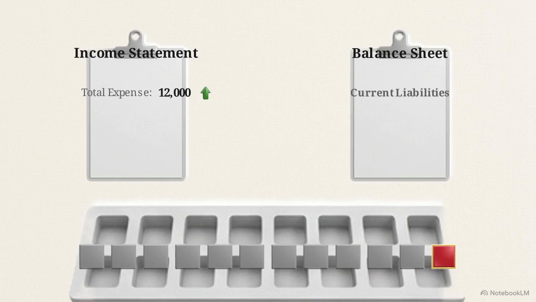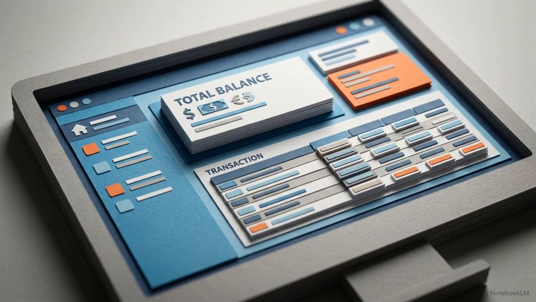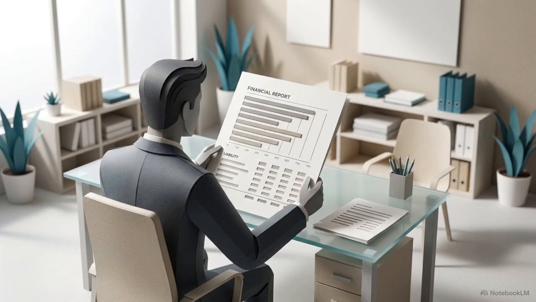Then, on the balance sheet, we record that unpaid amount as a current liability under trade and other payables. Note that we do not change the bank account balance here because the cash hasn't actually moved. Recording accrued expenses ensures the company doesn't hide its obligations, giving a more accurate view of its true financial position.